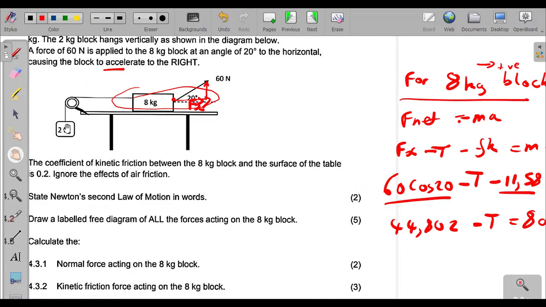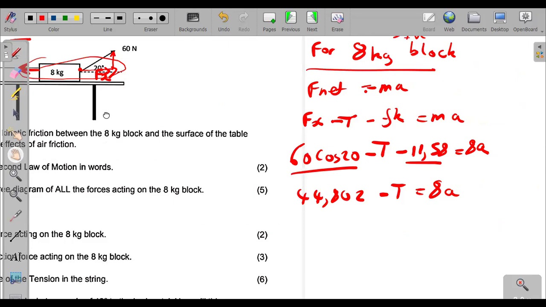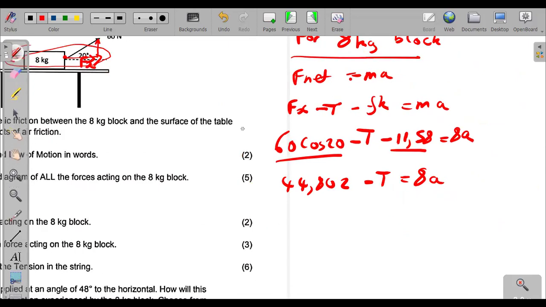Point number two, this string that connects the two, there is tension. On the 8 kg block, the tension is acting to the left, because tension always acts away from an object. But on the 2 kg block, it will be acting upwards. However, that tension is equal for the 8 kg block and for the 2 kg block. Hence, using that knowledge, there are now two things that these two blocks are sharing in common. It is tension and acceleration. Hence, we can form simultaneous equations based on that.